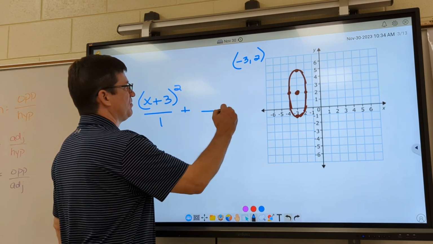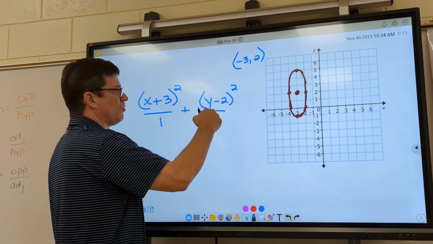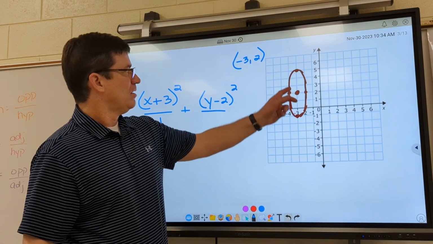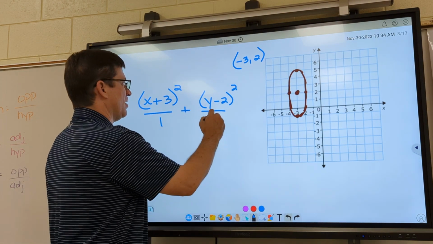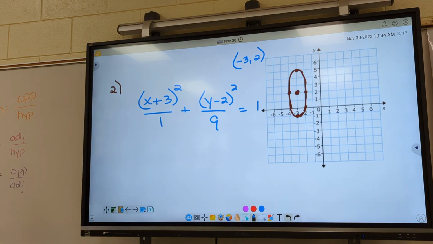All right, so same thing here. Flip your sign up top. That's y minus 2 squared. What's going to go on the bottom? Let's count. 1, 2, 3. 3 squared is 9, and we know it equals 1. That's your answer on number 2.